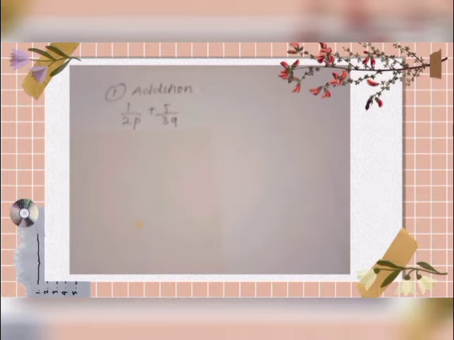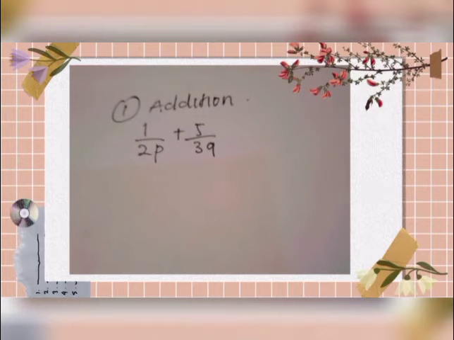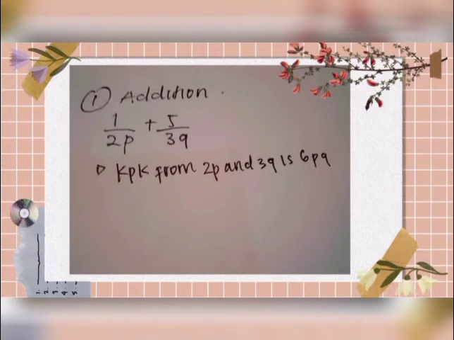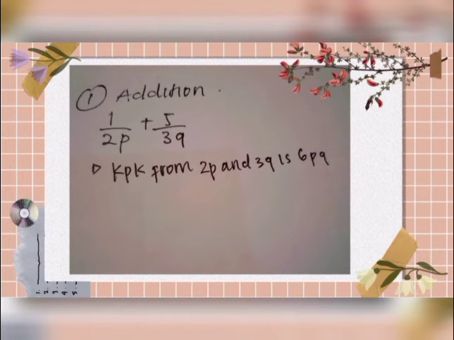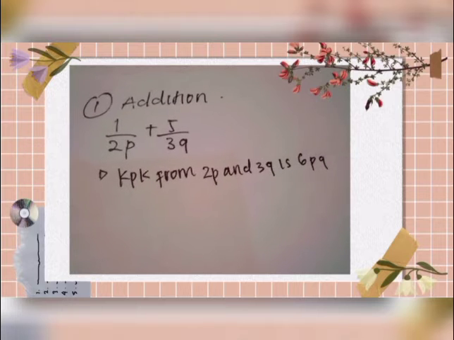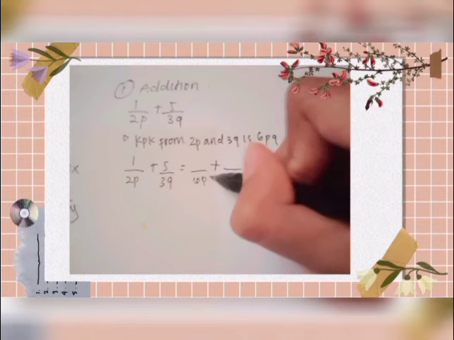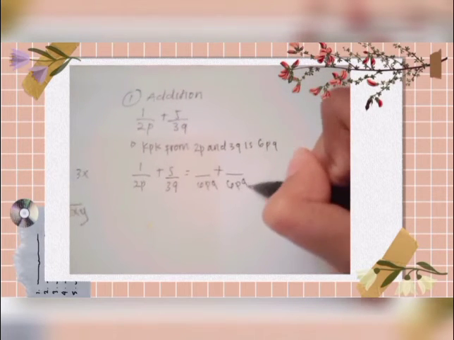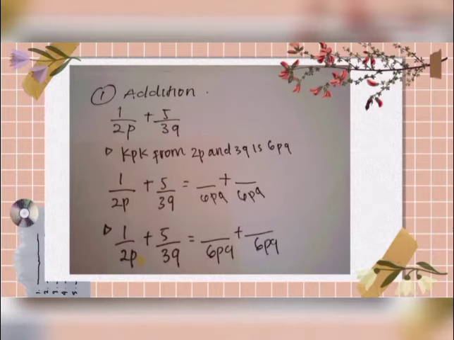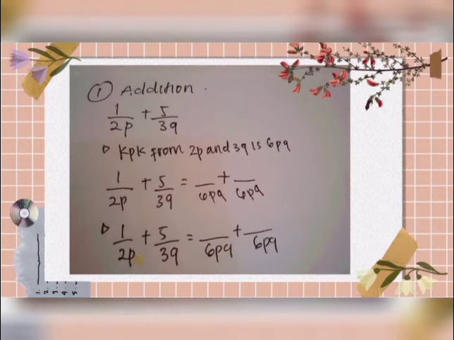The first, addition. 1 over 2p plus 5 over 3q equals. The addition operation on algebraic fractions is done by, the first step, equalizing the denominator with the least common multiple. The least common multiple of 2p and 3q is 6pq. The second, looking for the numerator after the denominator is equalized.